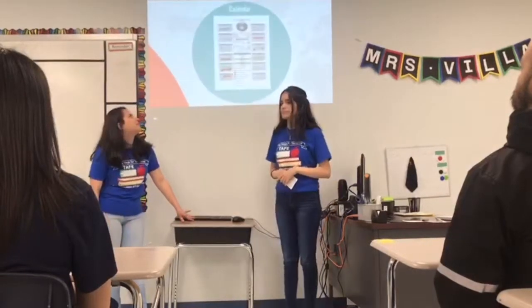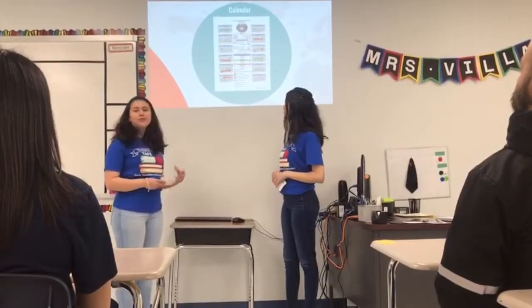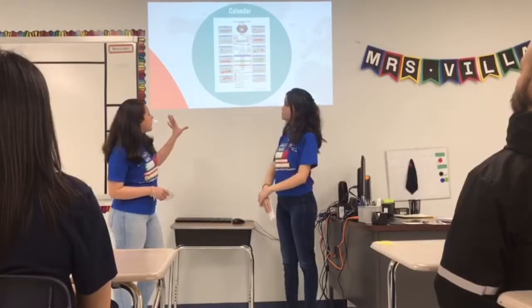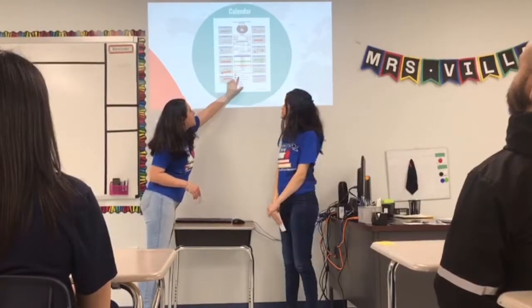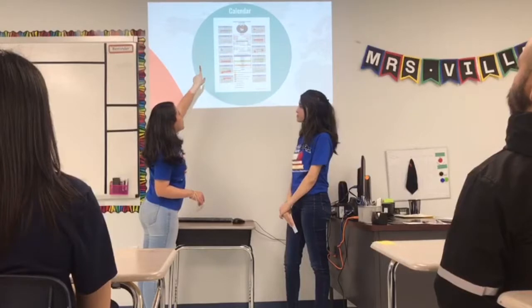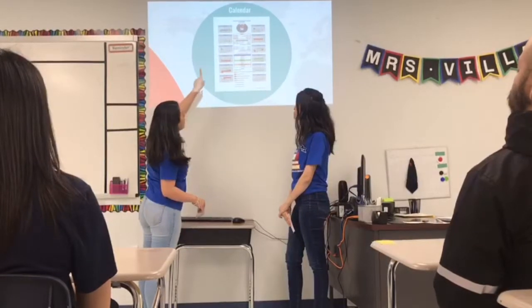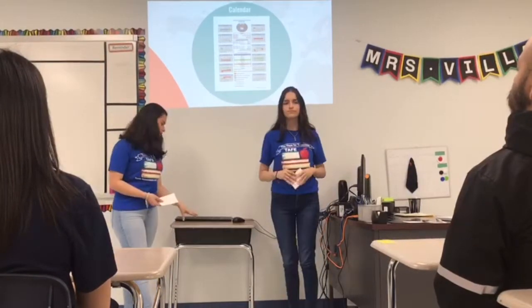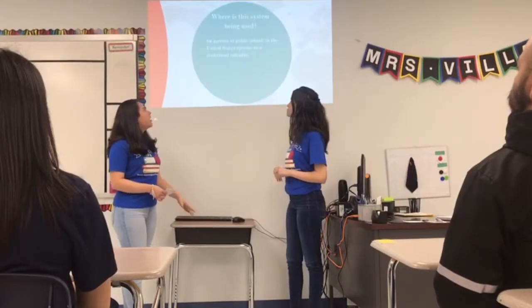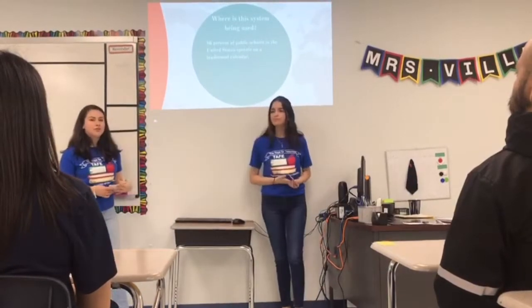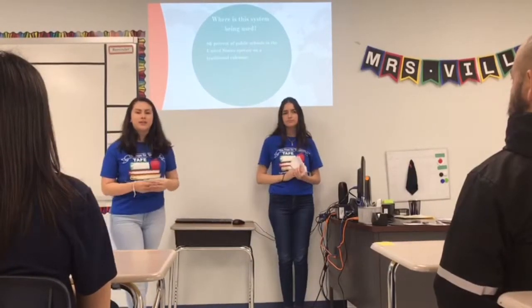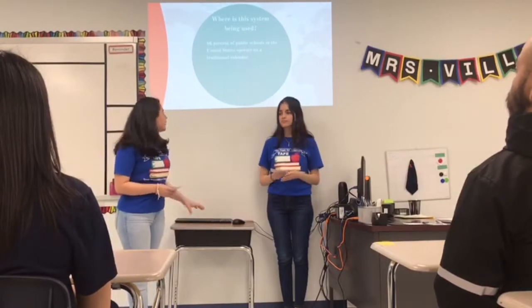So now, the calendar. This is our school calendar, and here it shows how these two yellow squares are when school ends and when it starts again. As you can see, it's about 2.5 months that we have of summer break. Now, where is this being used? About 86% of the U.S. is using this traditional school calendar.